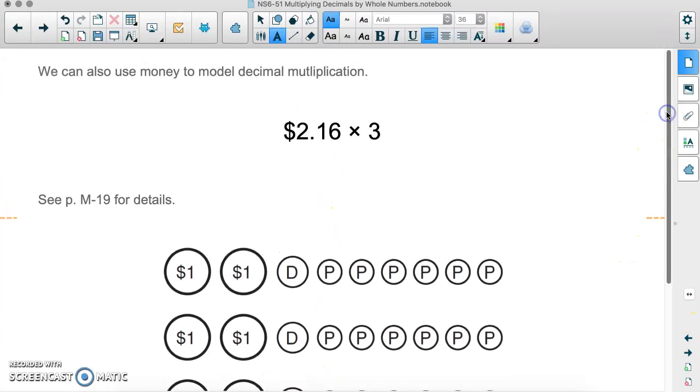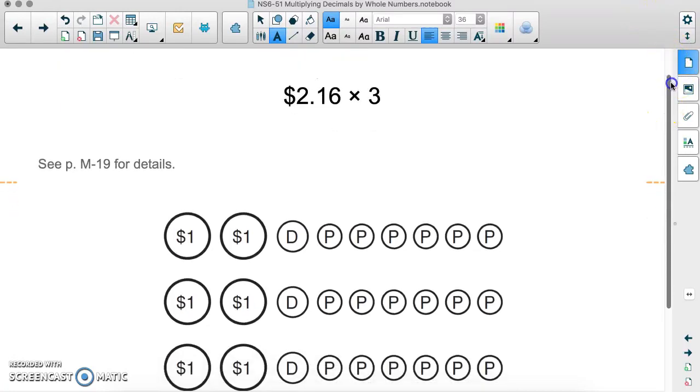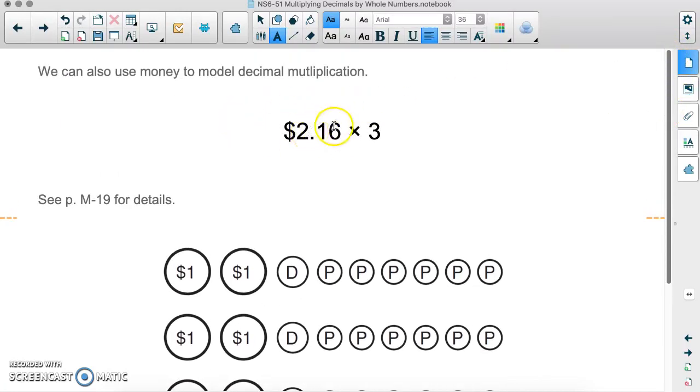Now we can do the same thing with money to also model decimal multiplication. So here I want $2.16 and I want to multiply it by 3. Now keep in mind we no longer have pennies. Pennies don't exist in our change anymore, but we're going to just pretend they do for the sake of this model, okay?